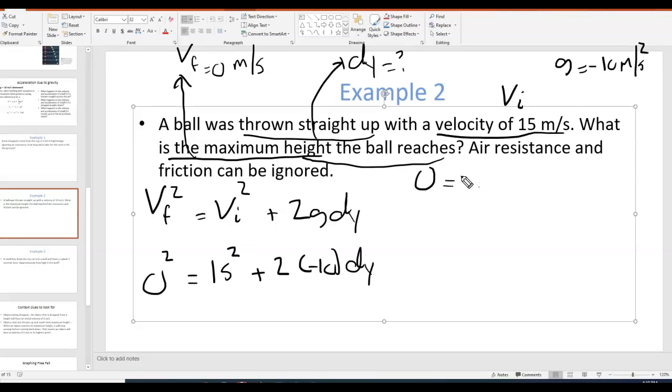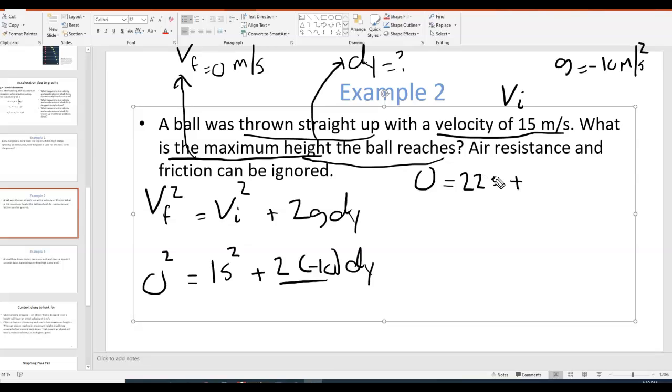15 squared is going to be 225. Plus, now it's really important to remember you cannot combine this 225 with this number in here. This number right here is a coefficient for this variable. Okay, you cannot add apples and oranges. Just like, 2 plus 2x is not 4x. Okay, you cannot add a number and a coefficient.